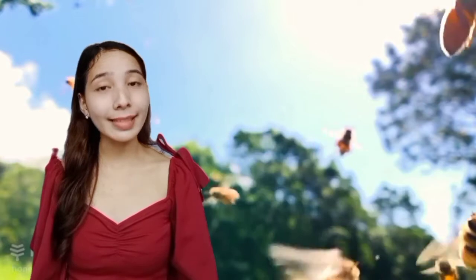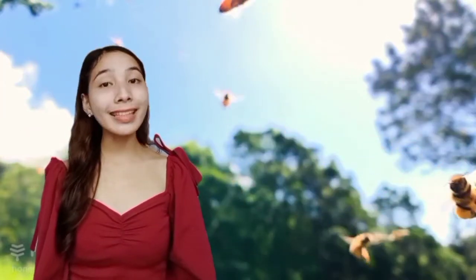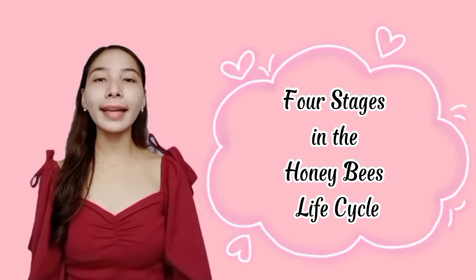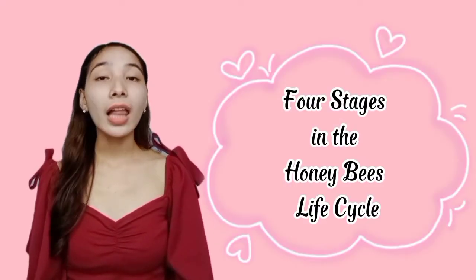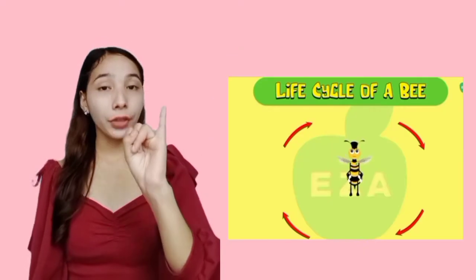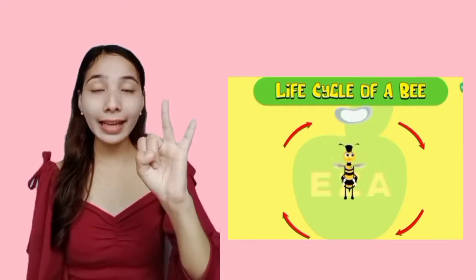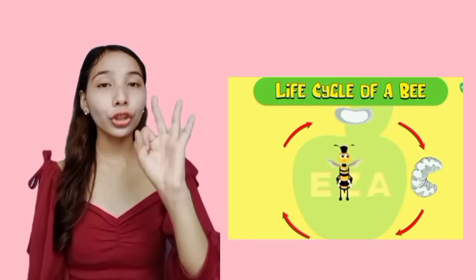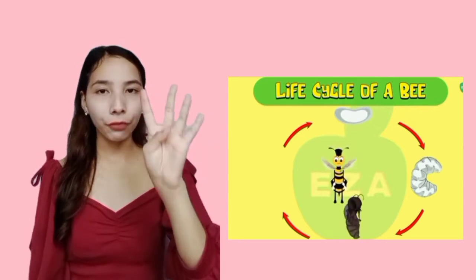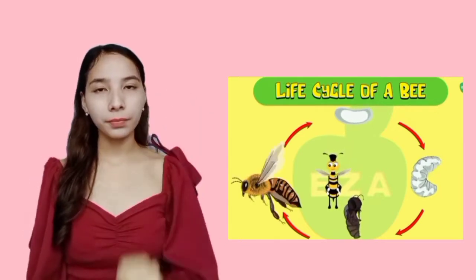Honeybees, much like other insects, undergo a complete metamorphosis as they progress through the stages of their lives. There are 4 stages in the honeybee's life cycle. First is the egg, second is the larva, third is the pupa, and fourth is the adult.